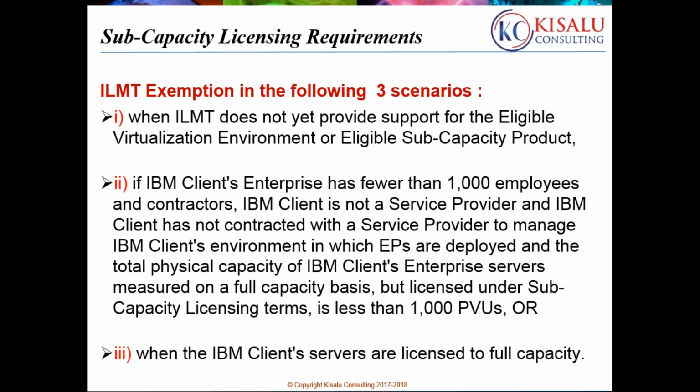Or if the IBM enterprise has fewer than 1,000 employees, including contractors, or if the IBM client is not a service provider, or is not using a service provider to manage the licenses for the eligible product that are deployed in the environment, and also the total physical capacity of the client enterprise servers, measured in full capacity but licensed under sub-capacity, is less than 1,000 PVUs. Then the last exception is when the client is licensed at full capacity.